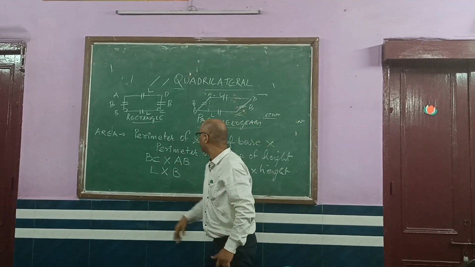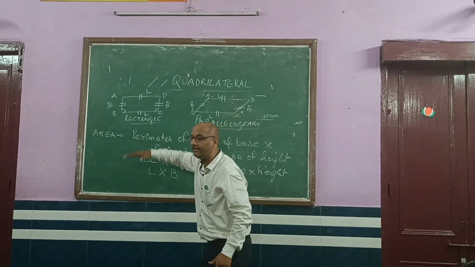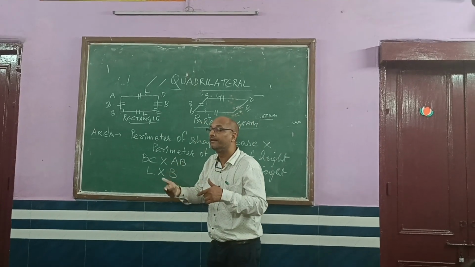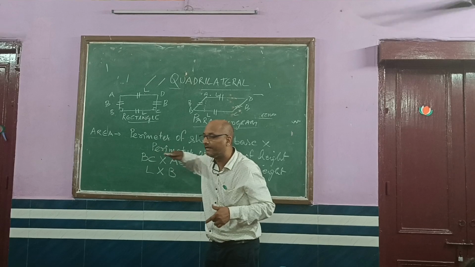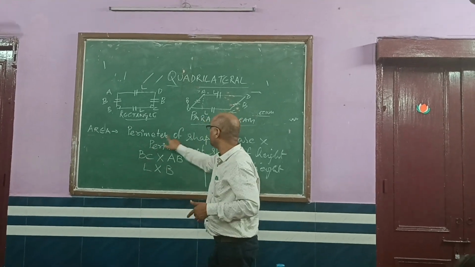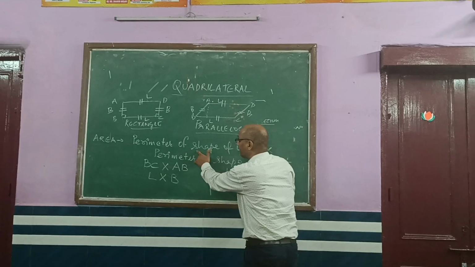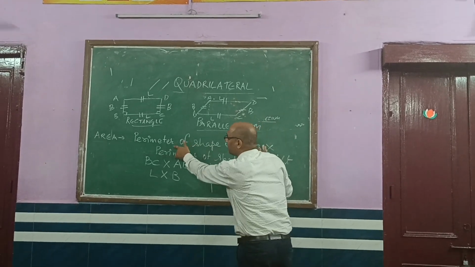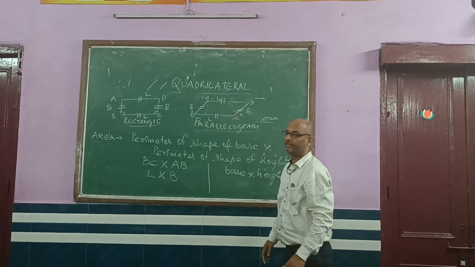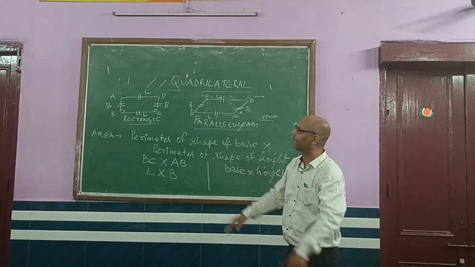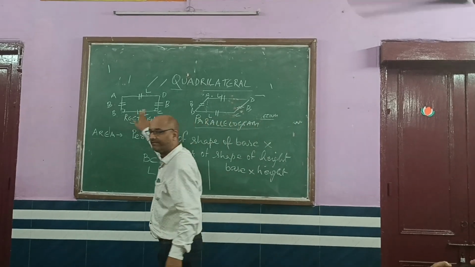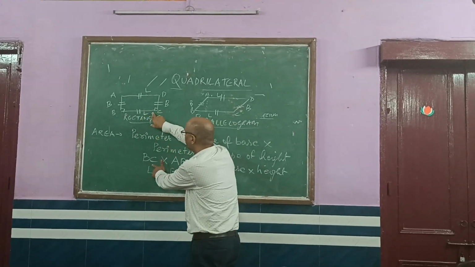What is the shape of this BC? Line segment. It is a line segment. Perimeter. Now don't write shape of base. Right? Line segment. Perimeter of line segment is what? Line segment itself. What is the name of that line segment? BC. That's why I have given name BC.